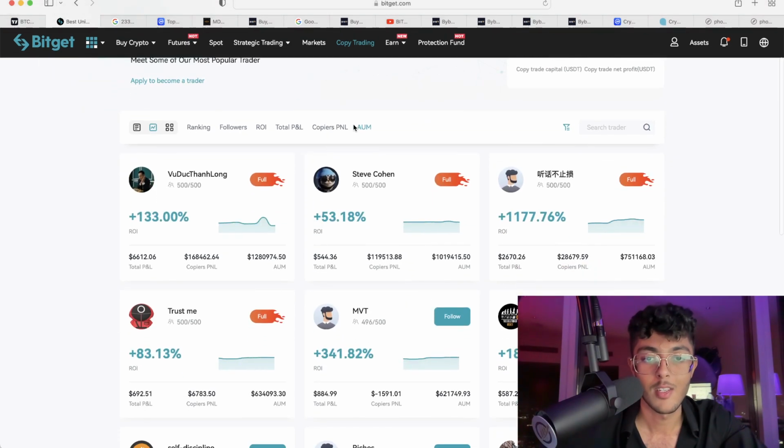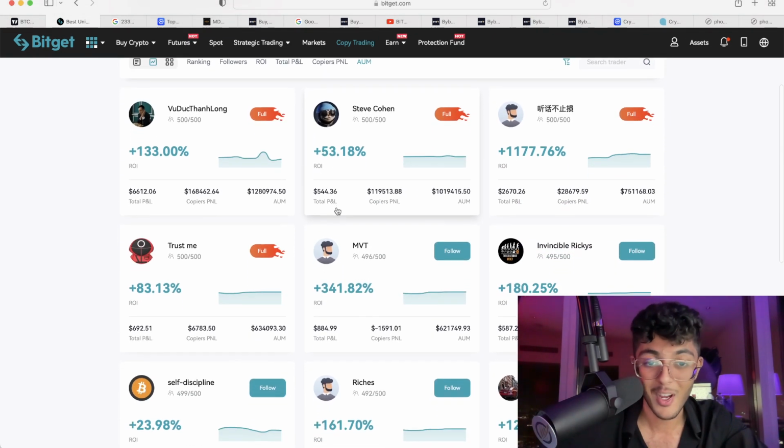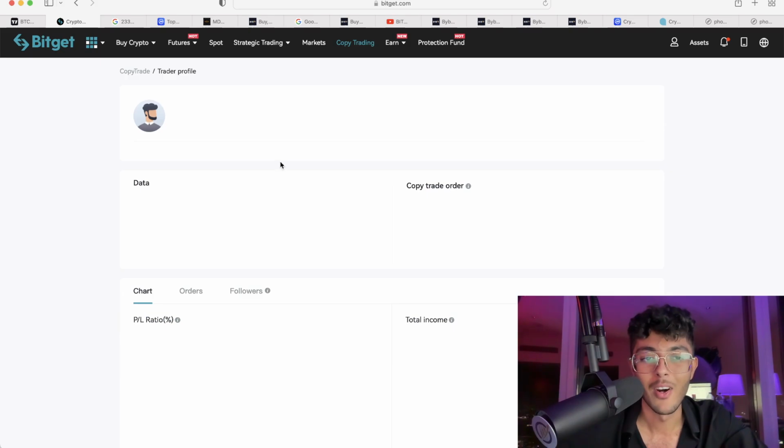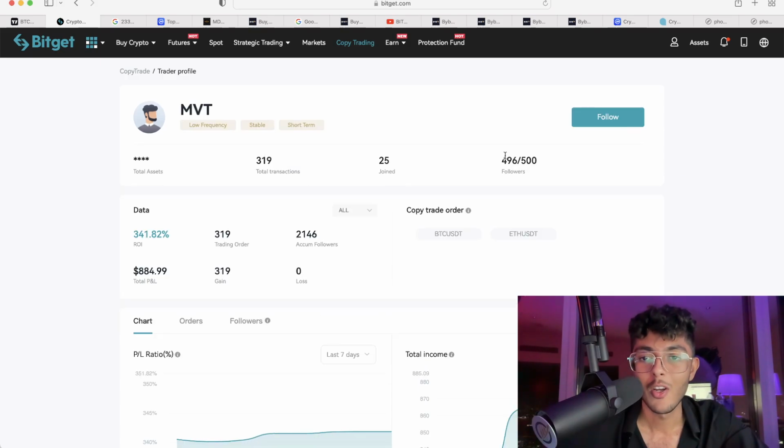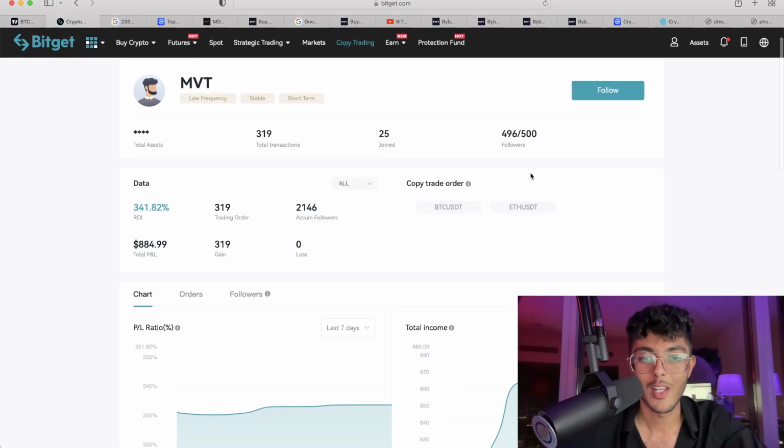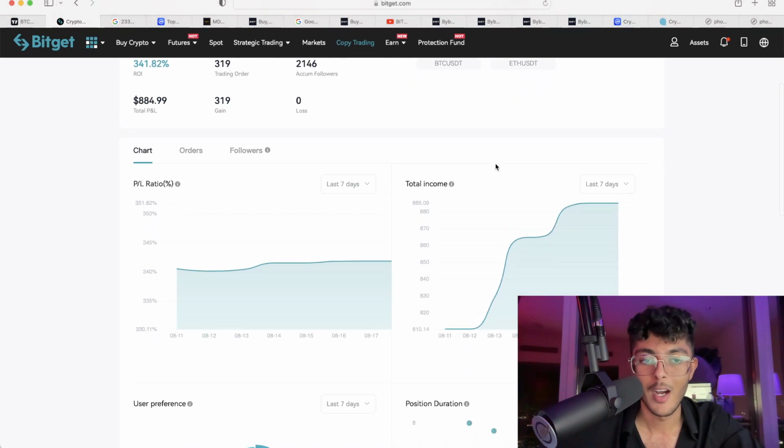Like I said, I'm just heading to this assets under management. This is the data that I was looking at before. And here we are. This person looks pretty good. Got 496 out of 500. So that leaves 4 slots, one of them that I can use.